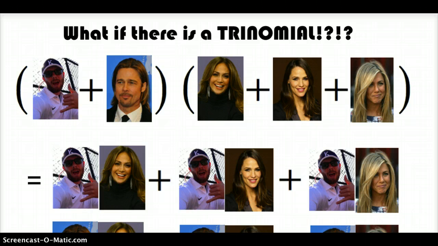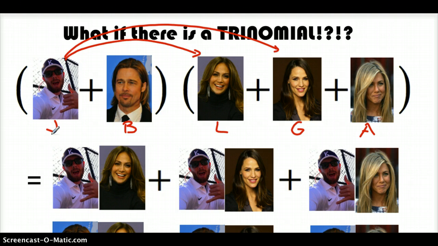So what I'm going to do here is call myself J. I'll call this person Brad Pitt, B. I have Jennifer Lopez, so I'm going to call this L. I have Jennifer Garner, so I'm going to call that G. And Jennifer Aniston, we'll call that A. So really, I have to date Jennifer Lopez first, then Jennifer Garner, and then Jennifer Aniston, right? Which is kind of cool. They're all good-looking girls, so very exciting, I suppose.